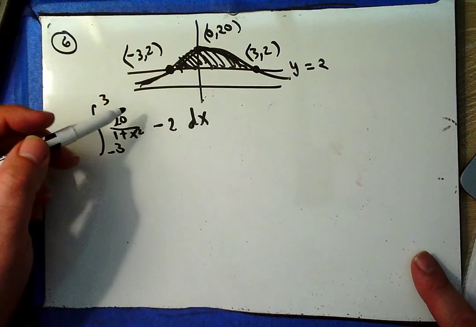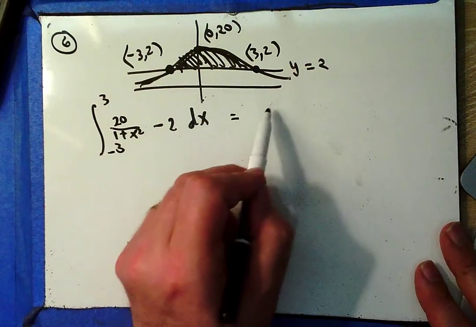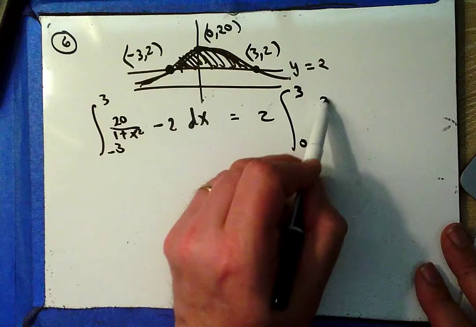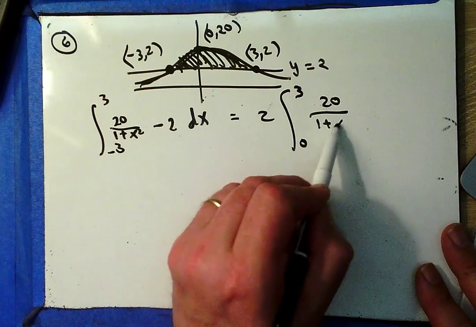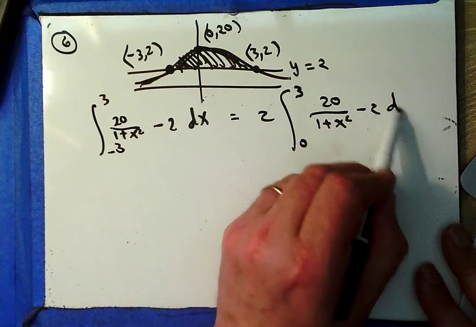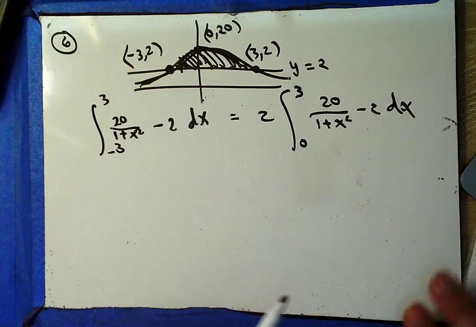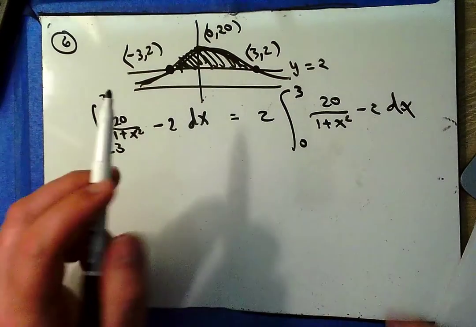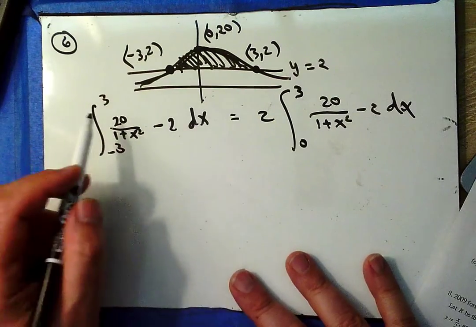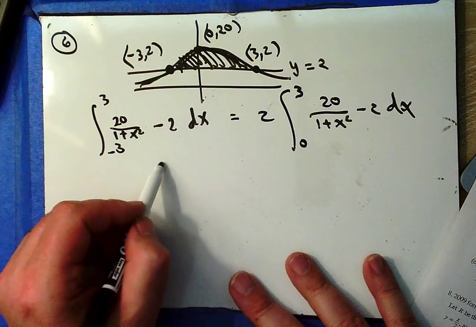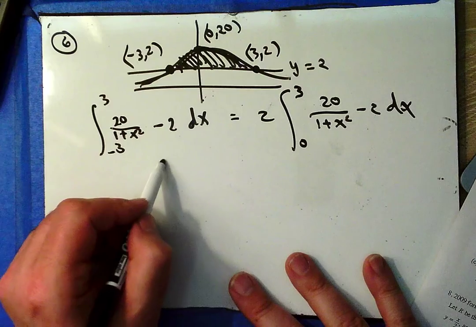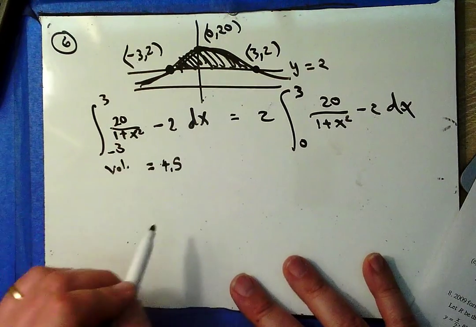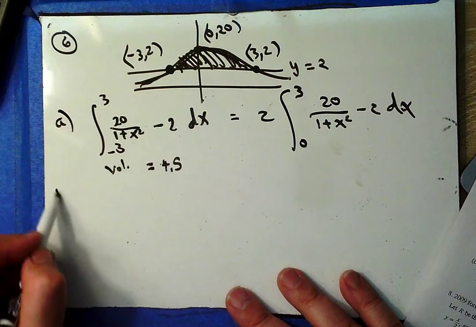When I do that, you could also set this up as 2 times the integral from 0 to 3 of 20 over 1 plus x squared minus 2 dx, because of symmetry. There really is y-axis symmetry here, even though I haven't drawn it. When I did this problem, I got 4.5 as the area. Okay, that's part A.